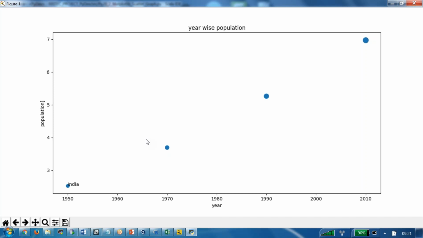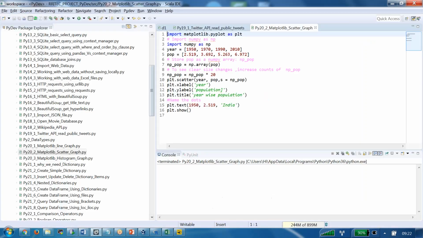On the x-axis we are seeing what? On this axis we are seeing what? Population. Which population? India population. It is giving some message or not? Did you pay any money for this? No. That's what the commercial tools do too. We are slowly moving on to what? Open source.